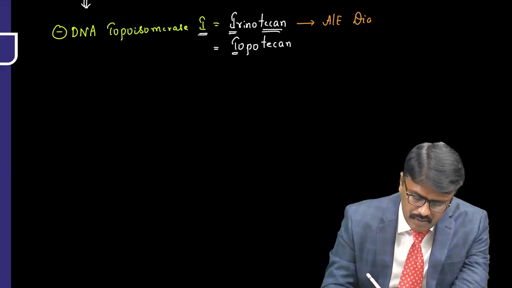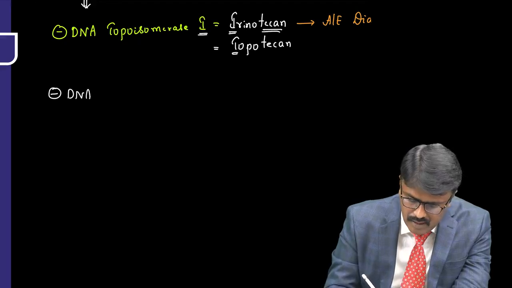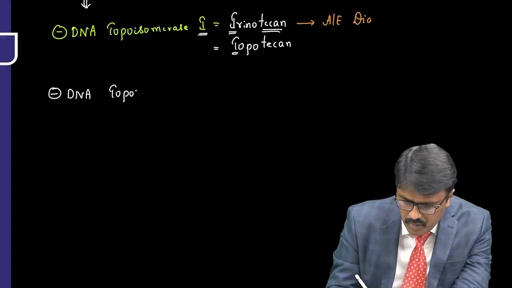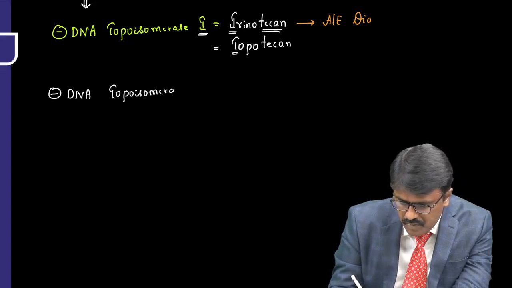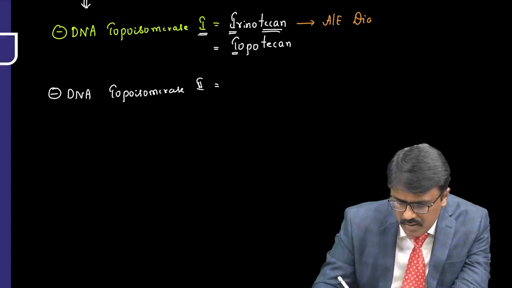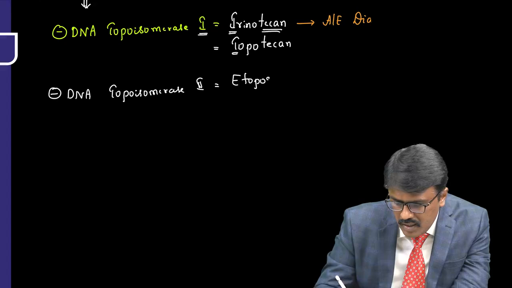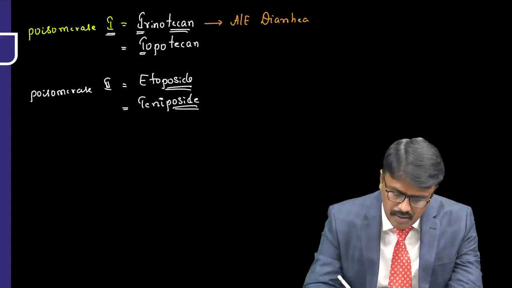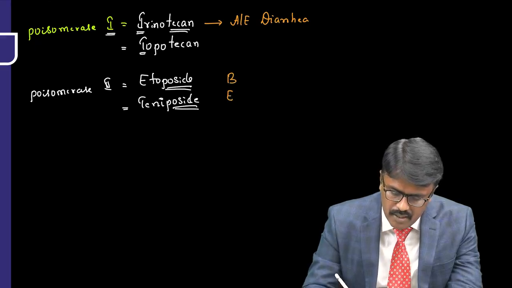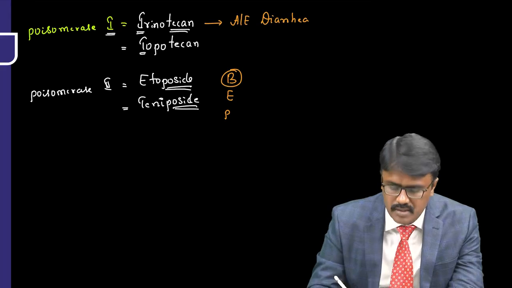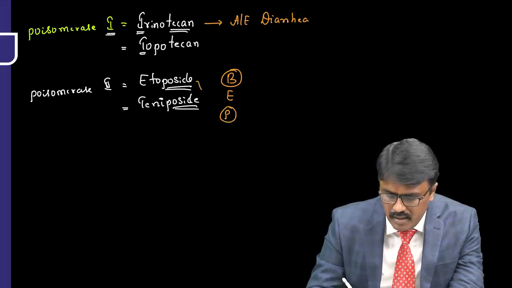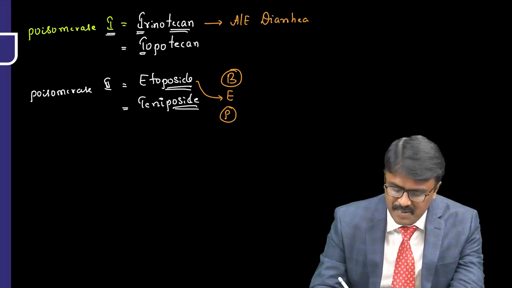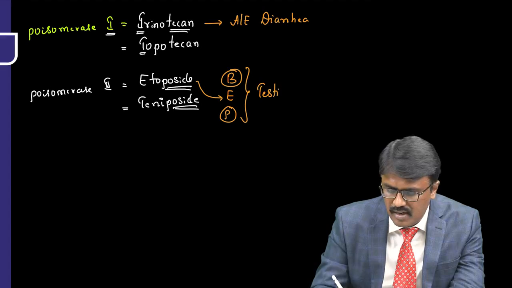Moving on to the next category of drug which inhibits DNA topoisomerase 2, and that is called etoposide, and one more is called teniposide. So they end with poside. And do you remember etoposide already? Yes, we had a regimen called BEP regimen. B for bleomycin, P for platinum, that is cisplatin, and E for etoposide. Where do you use it? It is used in testicular cancer.